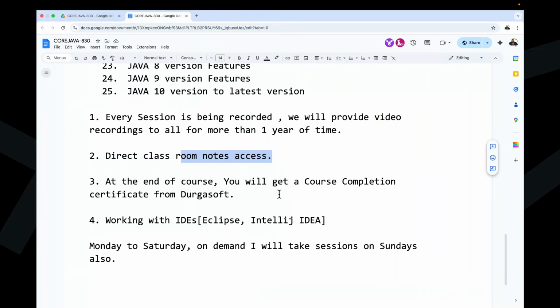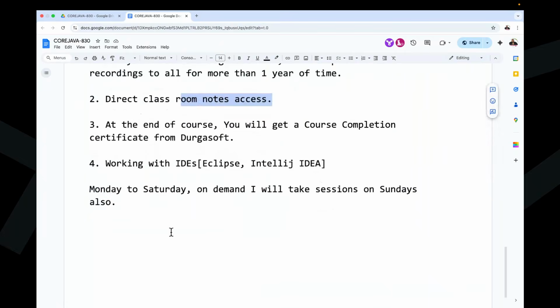Then after that, classes will be Monday to Saturday, mandatory. On demand, I will take sessions on Sundays also. If it is required to take the class on Sundays, then definitely I will take classes on Sundays also.